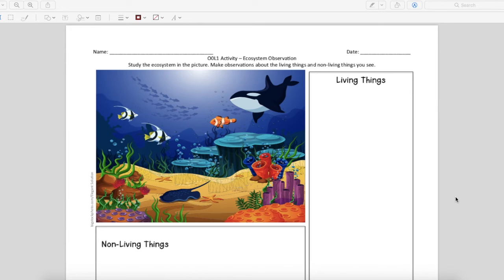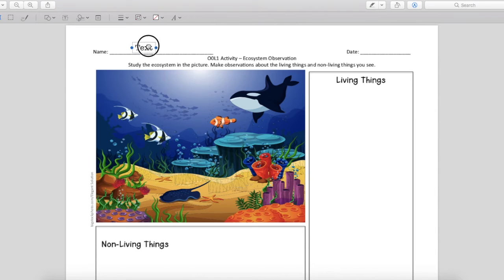So together we are going to take a look at this ocean ecosystem and see what living and non-living things we can identify. This one we're going to do together. Afterward, you can choose one of the other two ecosystems and do the exact same thing that we're about to do. Like all of our worksheets, the first thing that we are going to do is write our name at the top. You can also write today's date up there.